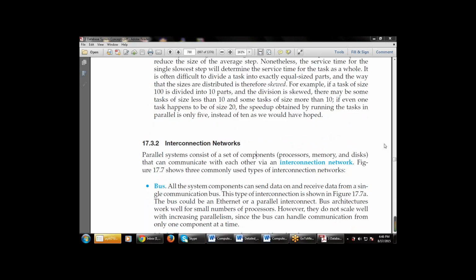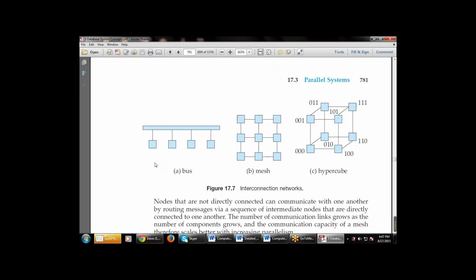By this interconnection network, the parallel system can perform the operations used in parallel computing. Figure 17.7 shows the three commonly used types of interconnection network, that is, how the different computers are connected with each other. First is the bus. There will be a serial bus by which different computers are connected with each other.